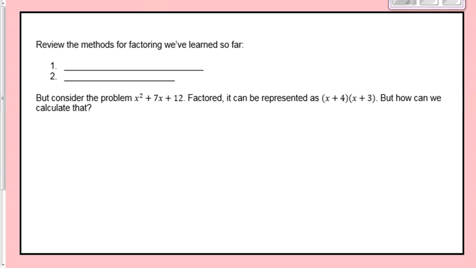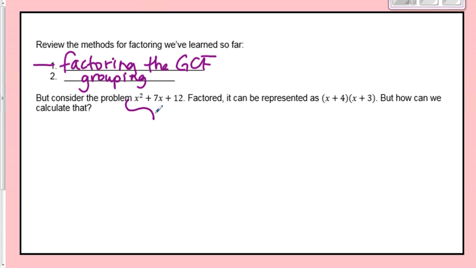So we're going to start by reviewing the two methods that we've learned so far. The first one we learned was factoring out the GCF, the greatest common factor. And the second one we learned is grouping. Now, this third method is really more like a third step than anything else. Your first step should still always be to factor out the greatest common factor if there is one. That's still the first thing you're going to check on every single problem.